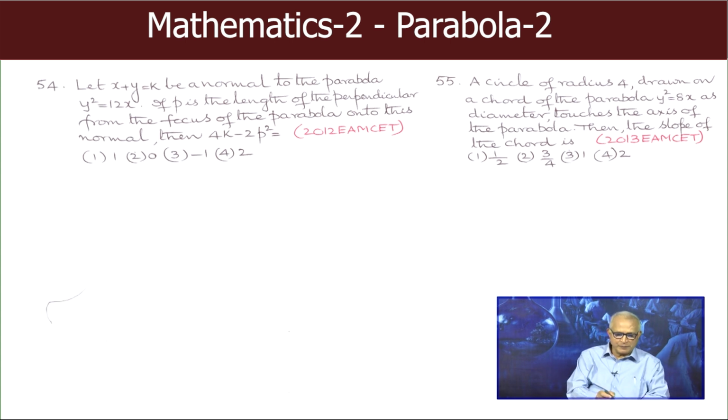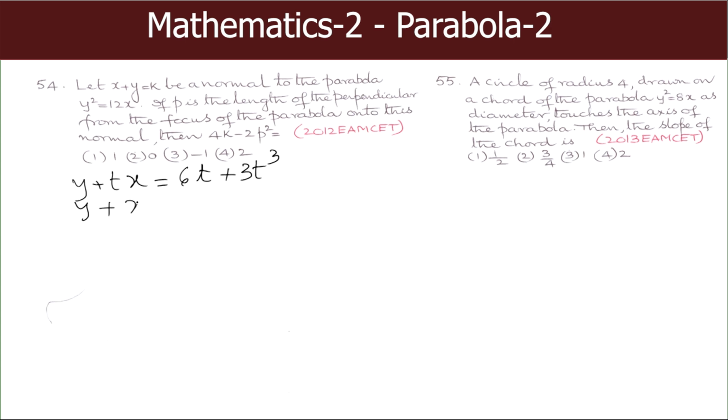A normal to the parabola is in the form y plus tx equal to 2at, a is 3 here, plus 3t cubed. This is same as x plus y equal to k, where t equal to 1, so k equal to 9. So, the line x plus y equal to k is the normal to the parabola y square equal to 12x if and only if k equal to 9.